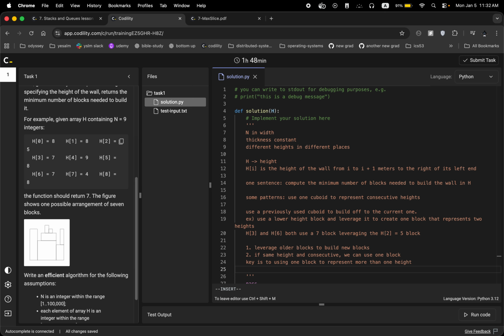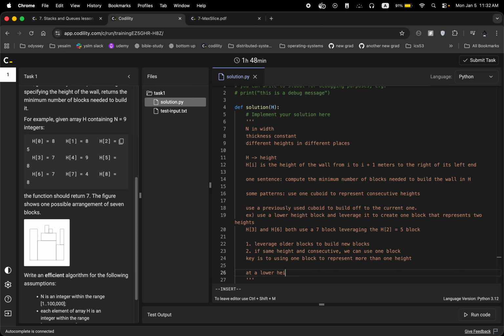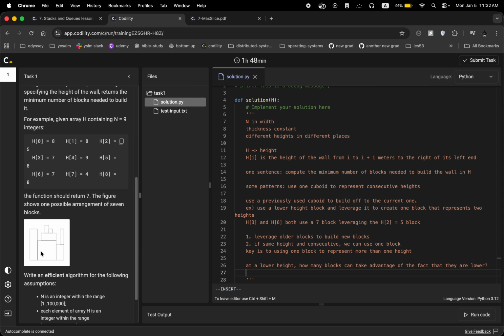How are we going to do that? At a lower height, we need to know how many of the blocks we can leverage and take advantage of the fact that they are lower. For example, this 5 has 8, 9, and 8. 8, 9, 8, 9, 8, 7.